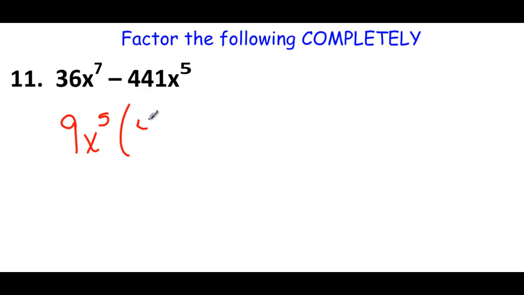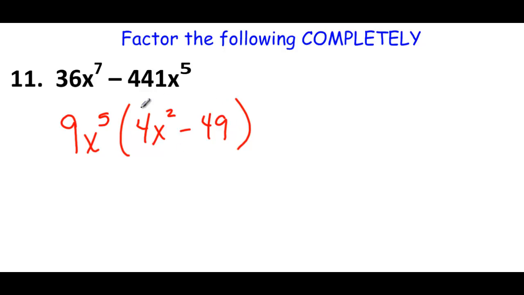And now if I do that, I'm left with 4x squared. 9 goes into 441 49 times, but there's no more x's. And again, I can double check: if I distribute my 9x to the 5th to both these terms, I'll get back to what I started with.